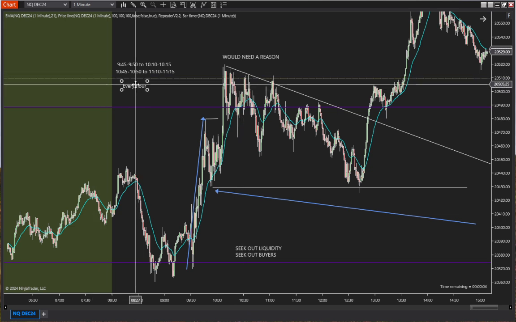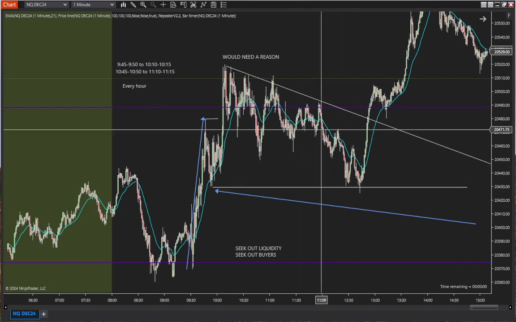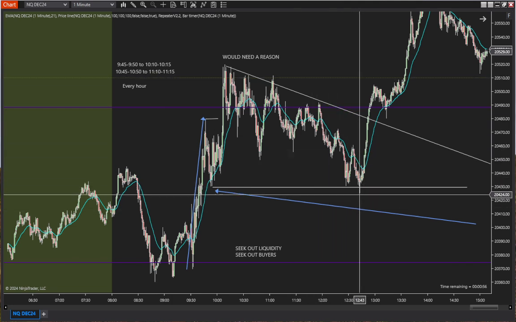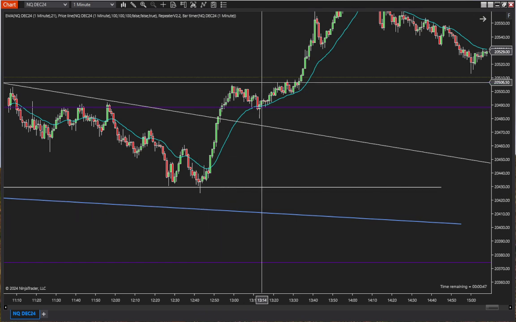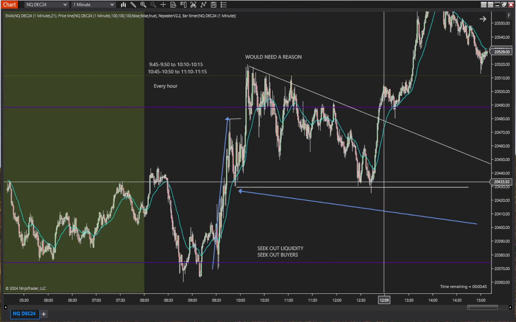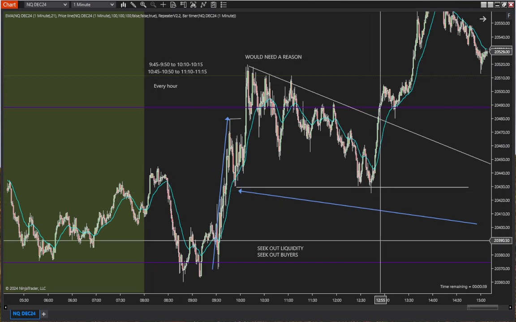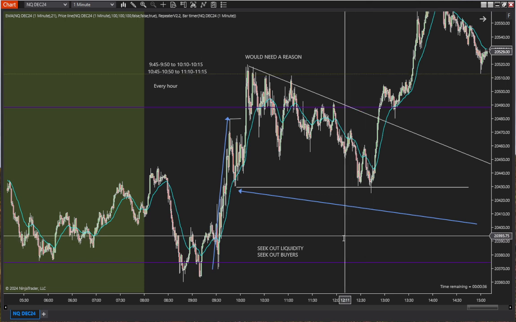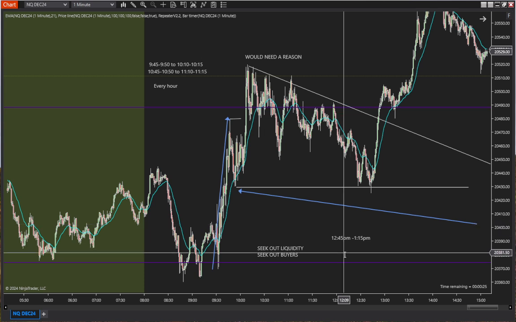If you start holding off and watching to see if they sweep liquidity around these times. They swept the liquidity at 10:43-ish. At 10:43, they swept the liquidity, and then they reversed. I love those. Sweep the liquidity around those key essential times. That would be 12:45 p.m. to 1:15 p.m. liquidity sweep. Look for reversal.